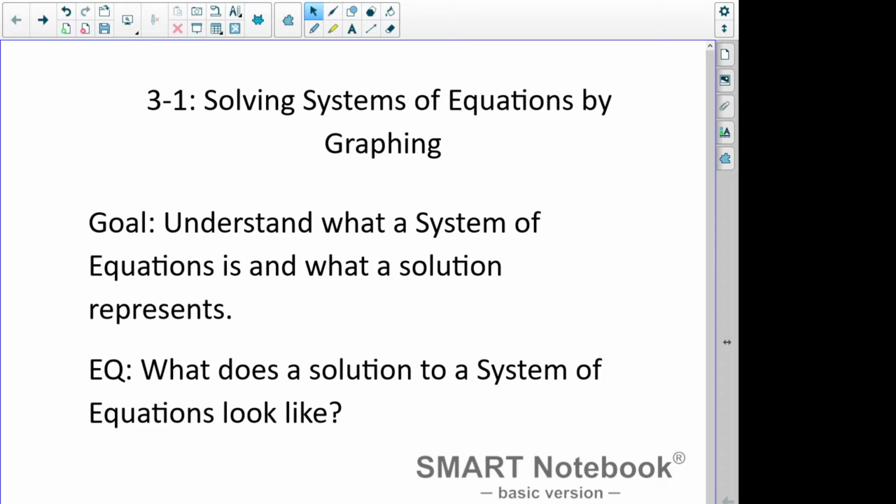This unit we're talking about systems of equations, and so today we're going to talk about how to solve a system of equations by graphing. We'll start out with just some of the basics of what is a system of equations, what does a solution to a system of equations look like, and then how can we go about finding that solution by graphing.